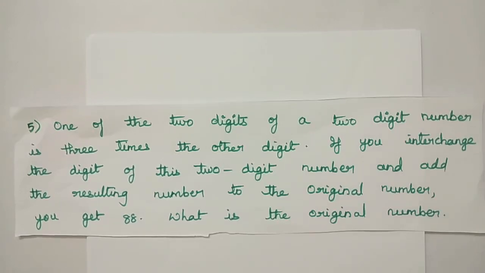One of the two digits of a two-digit number is 3 times the other digit. If you interchange the digits of this two-digit number and add the resulting number to the original number, you get 88. What is the original number? So they asked to find the original number. Original number means you should have two digits, a two-digit number.